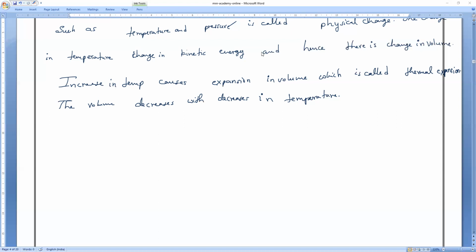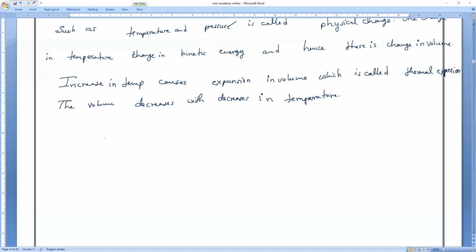On increasing temperature, the attraction between the molecules decreases. That is what I'm expecting. Force of attraction decreases or increases? Decreases. So this is what causes the change of state from solid to liquid and liquid to gas.